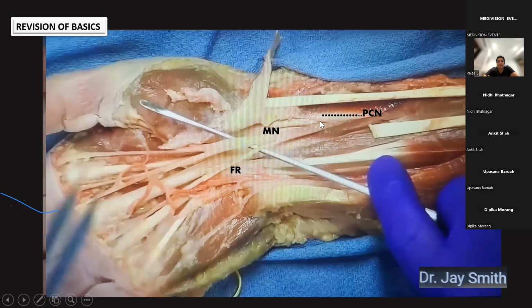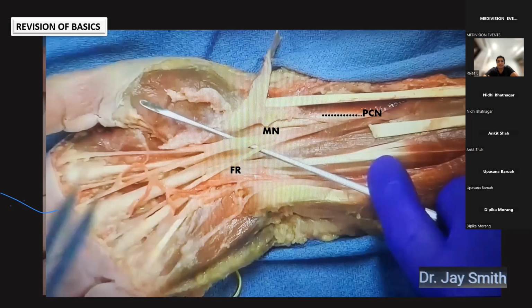It traverses for about 2 to 2.5 centimeters with the median nerve. Then it pierces the antebrachial fascia and goes to the palmar surface. This is the afferent sensory nerve supply to the palmar aspect of the thenar eminence. So in carpal tunnel syndrome, this branch is spared because it is not passing through the flexor retinaculum, and hence the thenar sensation will be preserved.